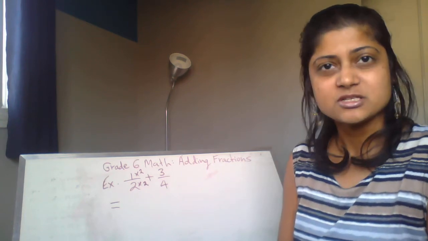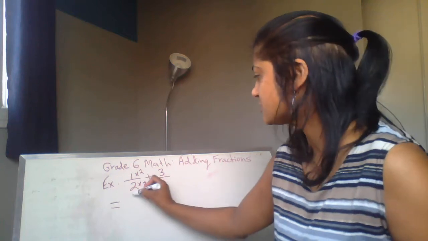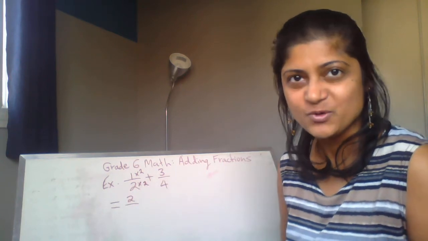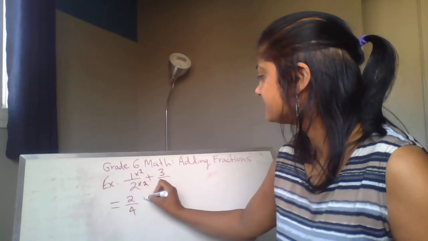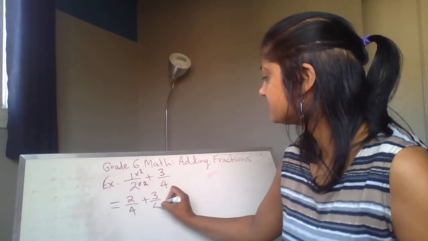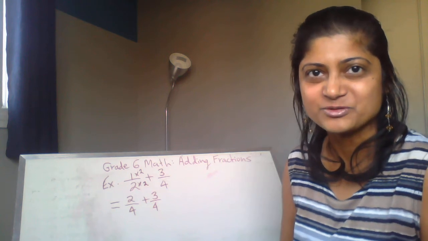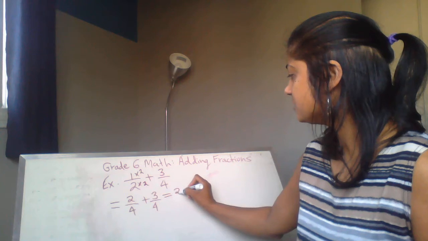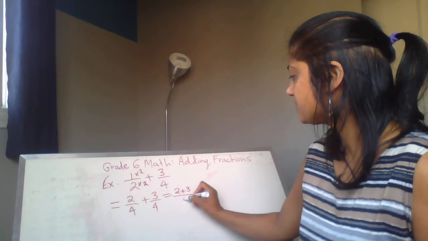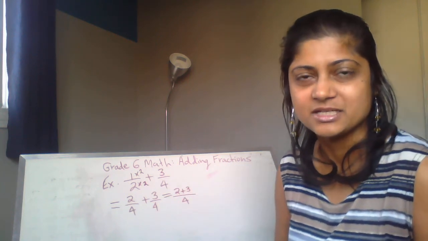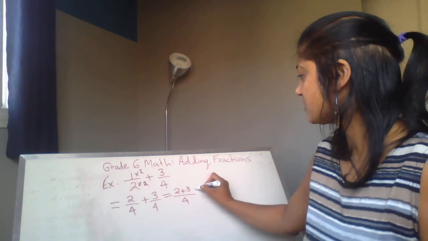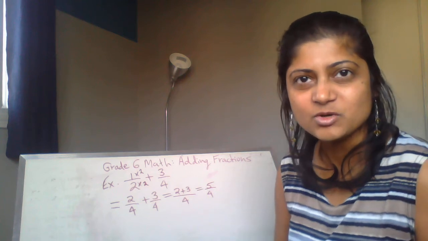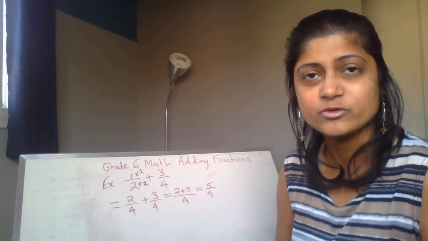Okay, so on the top it's going to be 1 times 2, so 2. On the bottom is 2 times 2, which is 4. So it's 2 over 4 plus 3 over 4. Okay? Everyone's still okay so far? And now I'm going to add the numerators together because the denominator is the same and it is 4. So I'm doing 2 plus 3, which is equal to 5. Okay? So the answer here is 5 over 4.